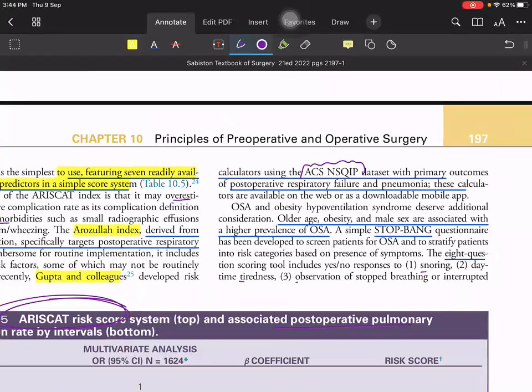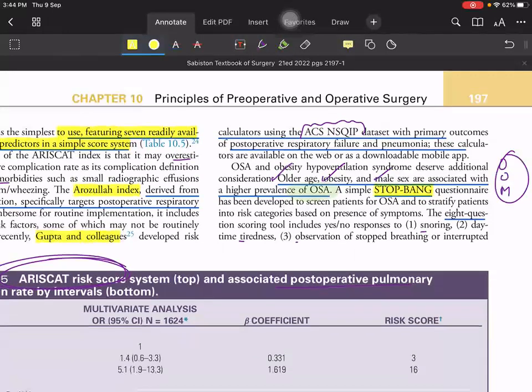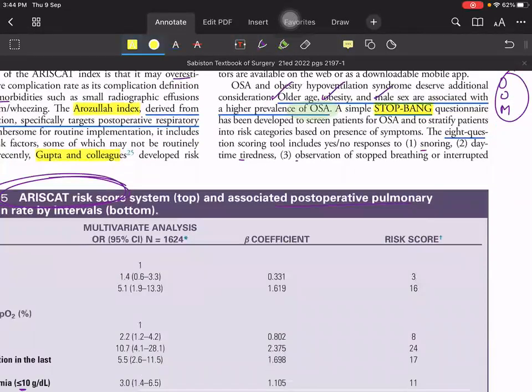What is the high prevalence of OSA? High prevalence of OSA is in older age, obesity, and male sex. So remember: older age, obesity, male sex. This is a risk of OSA. And the questionnaire used for OSA is STOP-BANG, very, very important. The STOP-BANG questionnaire is for OSA.